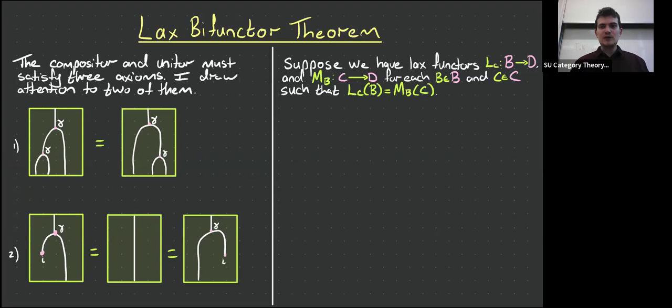And okay, so now having defined the lax functors to our satisfaction, we can look at this lax bifunctor theorem. Suppose we have lax functors, LC from B to D and MB from C to D, indexed by objects of B or objects of C. And we again want that LC of B is equal to MB of C. Now this is maybe a bit surprising, because maybe we think we could have got away with something like an isomorphism, but it ends up being the most natural thing to consider.